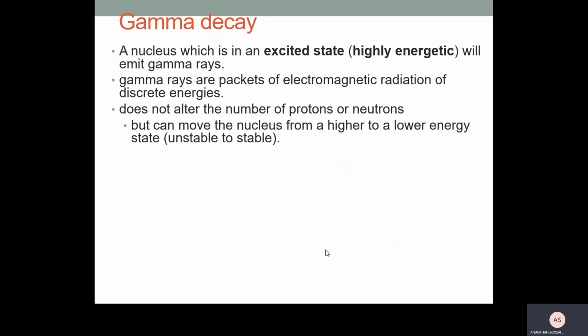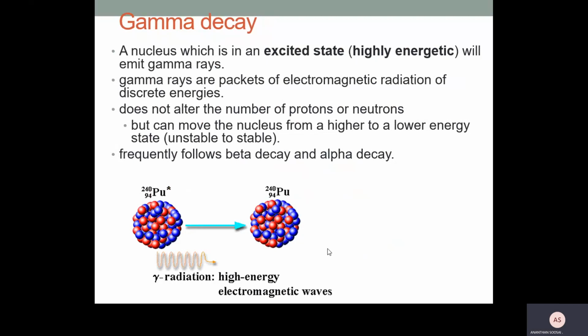Of course, gamma decay never changes the proton and neutron number. It frequently accompanies beta or alpha decay. After beta is done, then gamma might happen. So here, 240 and 94, 240 and 94: the composition never changed, but the energy level of the nucleus dropped. The energy was released as gamma.